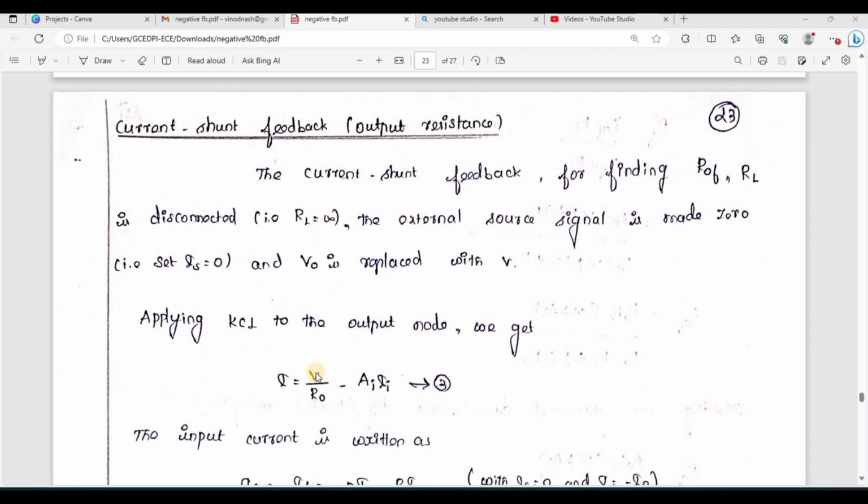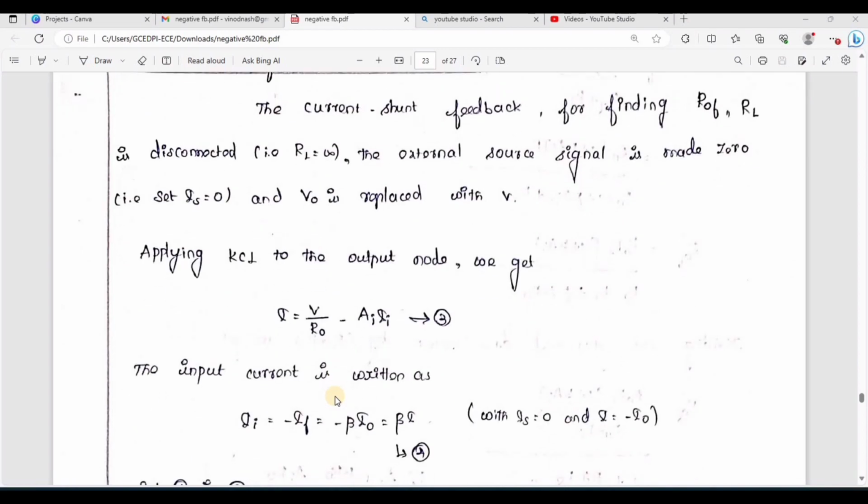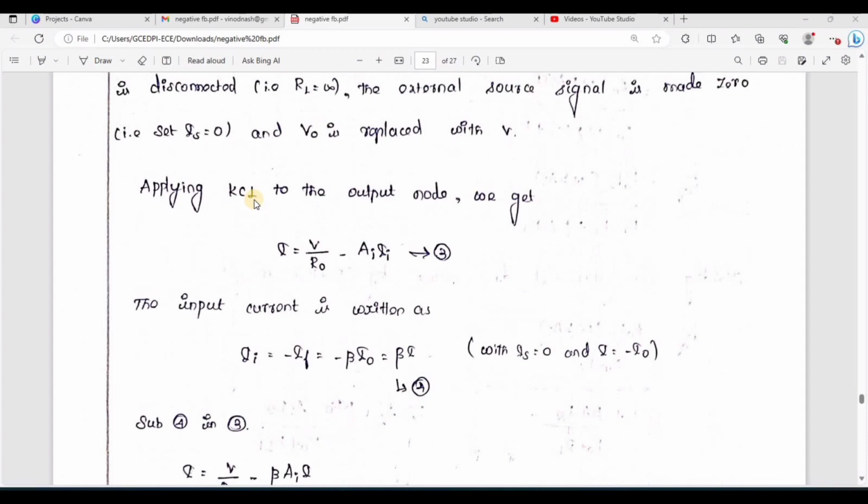Next we need to find the output resistance. In order to find the output resistance, you have to disconnect the circuit, so RL goes to infinity and the external source, that is your Is, should be 0. Therefore you have to open circuit that one.